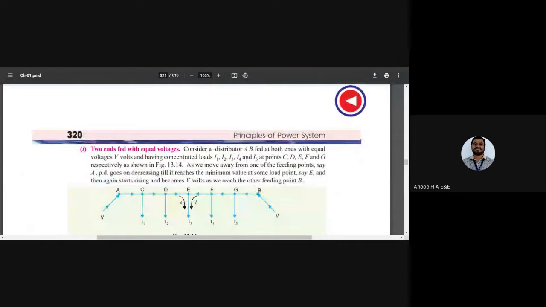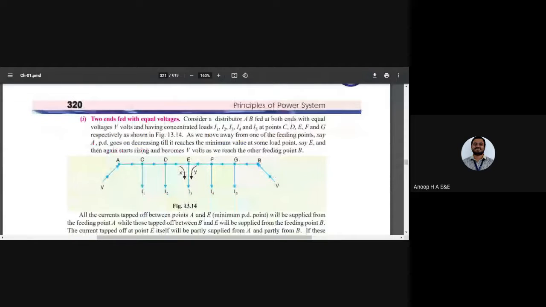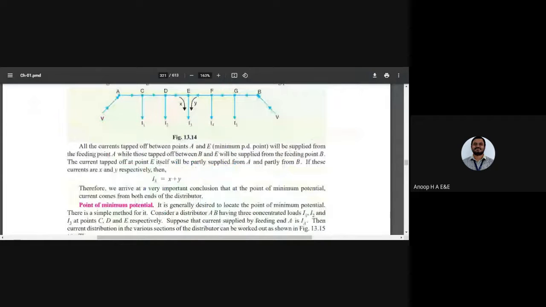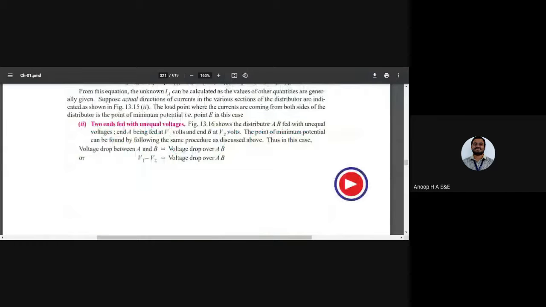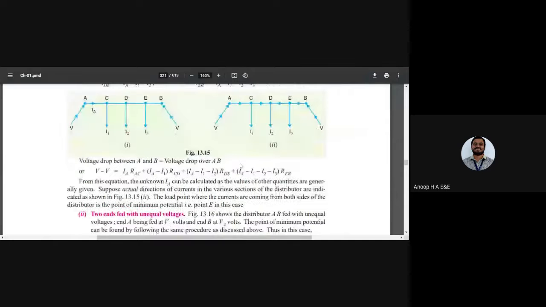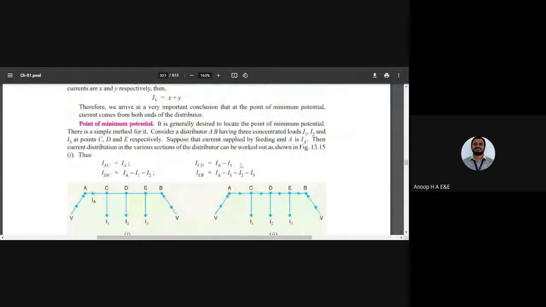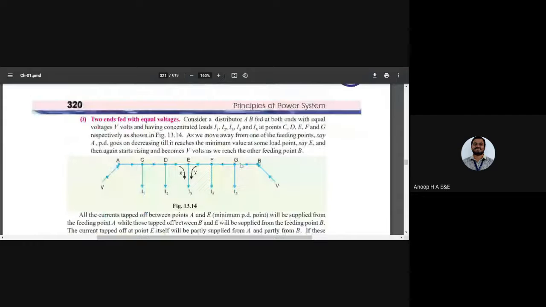First, let us understand the DC distributor with concentrated loading fed at equal voltages. Next comes the point of minimum potential, which I'll tell you about. Then comes the unequal voltages. Let us discuss in detail right now the equal voltages. When both the ends are fed at equal voltages, what will happen?